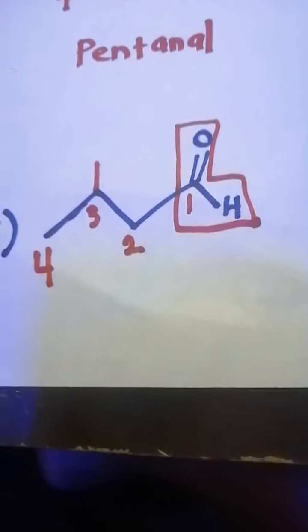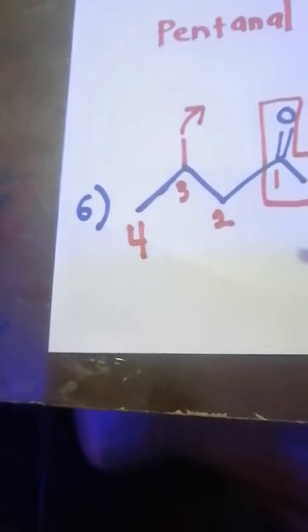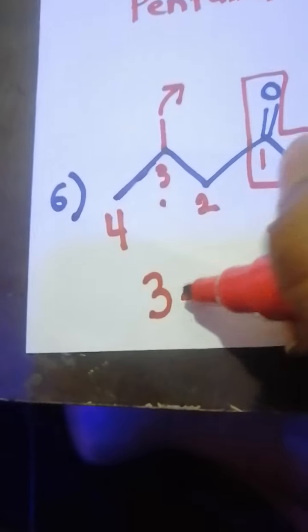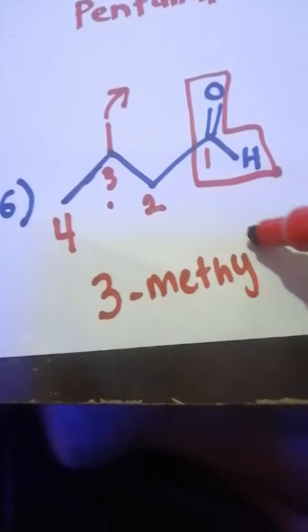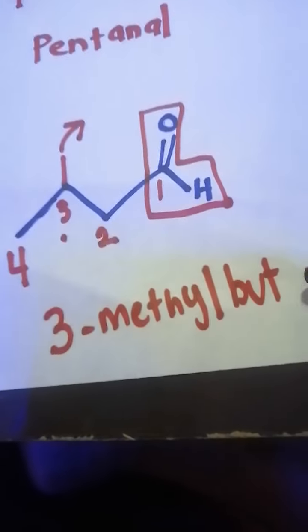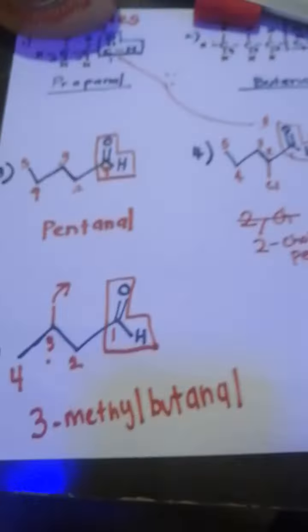Okay, we have 4 carbons, so this is butanol, butanol, and we have a methyl group in the third carbon, so it's 3-methyl butanol. Okay, simple.